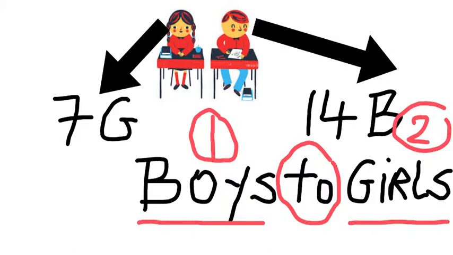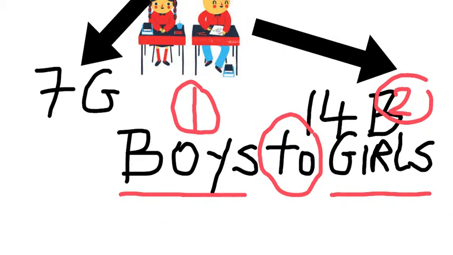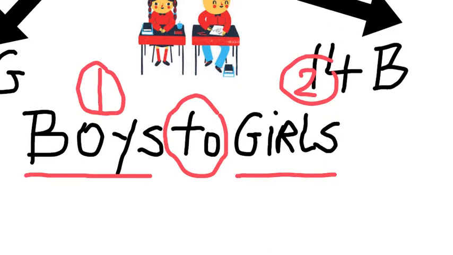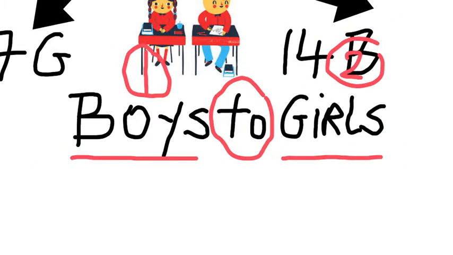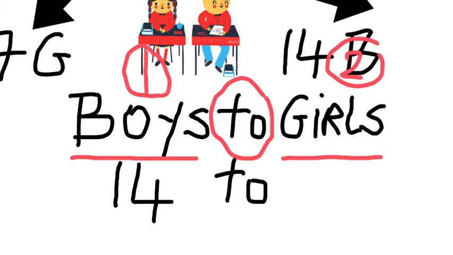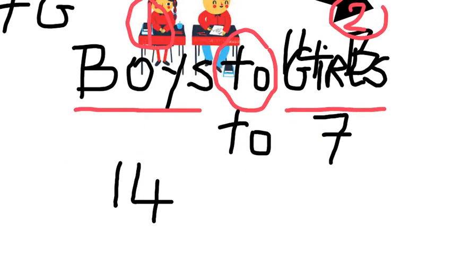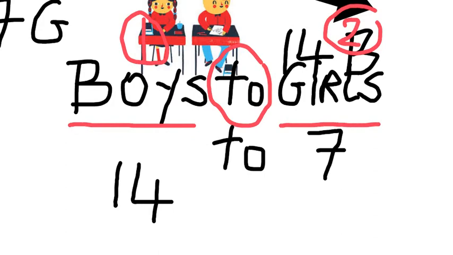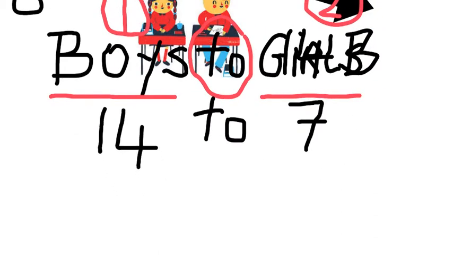Alright, so let's solve this problem. When I say boys to girls, in this problem, how many boys do I have? 14. So you're going to write 14 right underneath. First of all, write your words up there, and right underneath, put your numbers so you don't get confused, okay? So 14 boys, how many girls do you have? 7 girls. Okay? Now, very good. Now that's out of the way, here is what I want you to do.